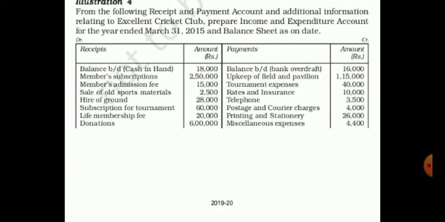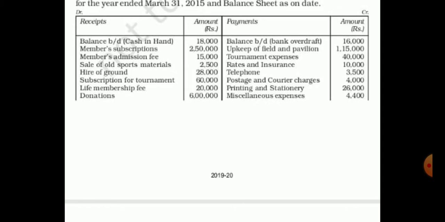In this question, we are going to make the income and expenditure account with the help of the receipts and payment account. In the last video, as I explained, all the receipts we take on the income side and all the expenses we take on the expense side. Only revenue income and expenditure of the current year is taken. Don't take any type of balance, and utilize the adjustments.